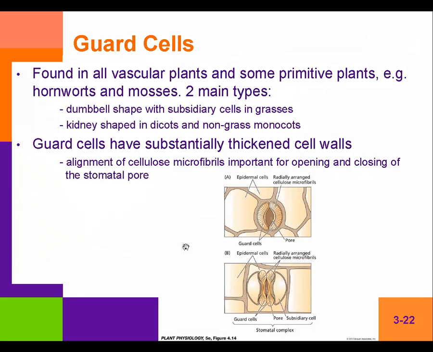There's two main types of stomata. There's dumbbell-shaped ones, which are found in grasses, and kidney-shaped ones, which are found in dicots and all the non-grass monocots. And these guard cells have extremely thickened cell walls, which allows them to maintain a high hydrostatic pressure. And what essentially happens is ions are pumped into the guard cells, reducing their water potential and leading to water flowing into the guard cells. And when that happens, they expand, and due to a reconfiguration of their geometry as they expand, the stomata opens, allowing for gas exchange.